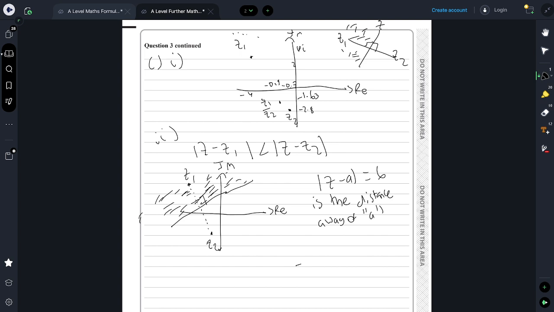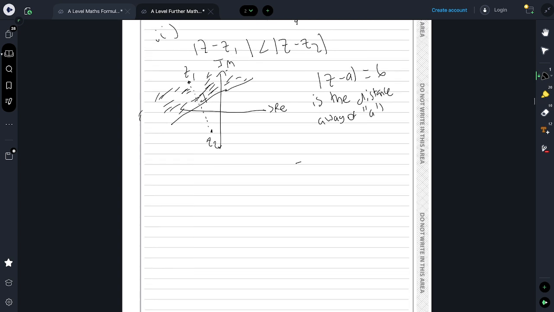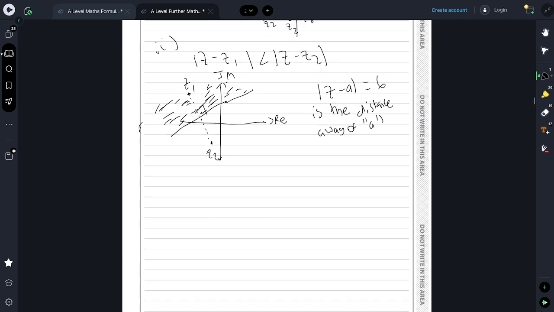So you consider the line that connects the points. The perpendicular bisector is the equal distance between Z1 and Z2. It ensures the equal distance. Every point on this line is equal distance away from Z1 and Z2. So if you want to be closer to Z1, it makes sense it has to be on the left towards Z1. Okay, and that should be from GCSE. So I'm not going to go too much more into that, but that's the idea behind that.